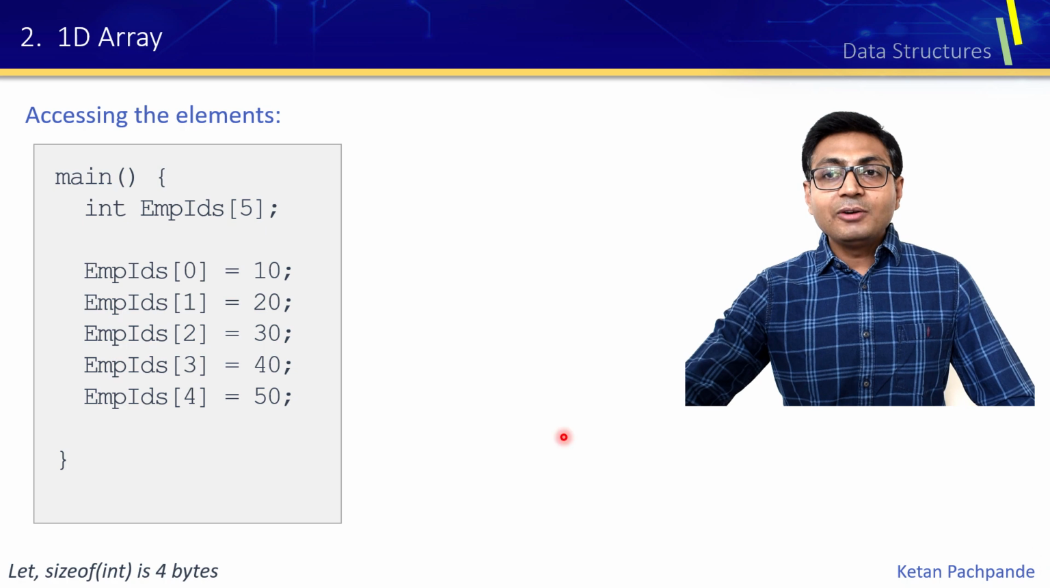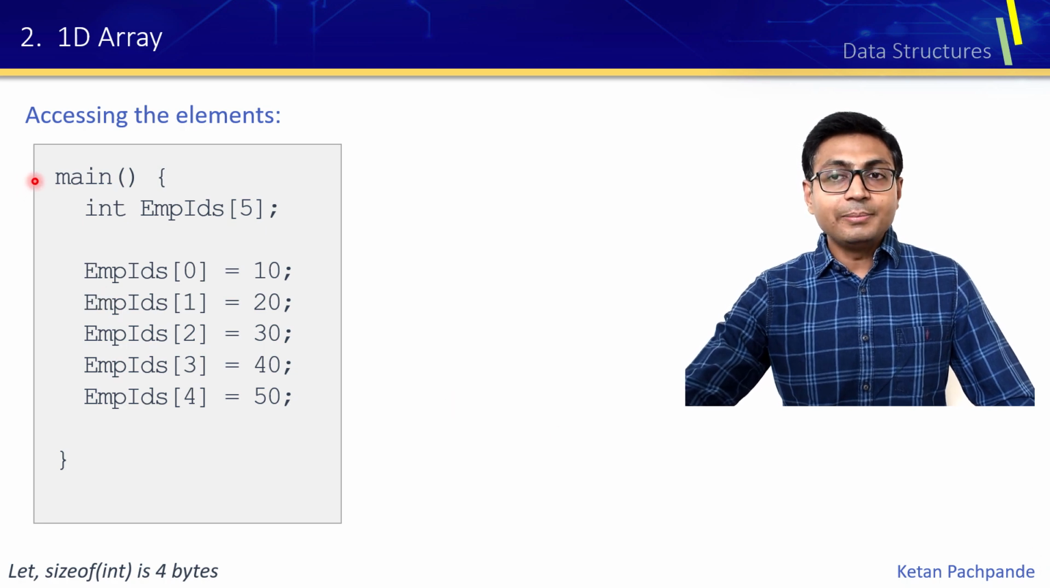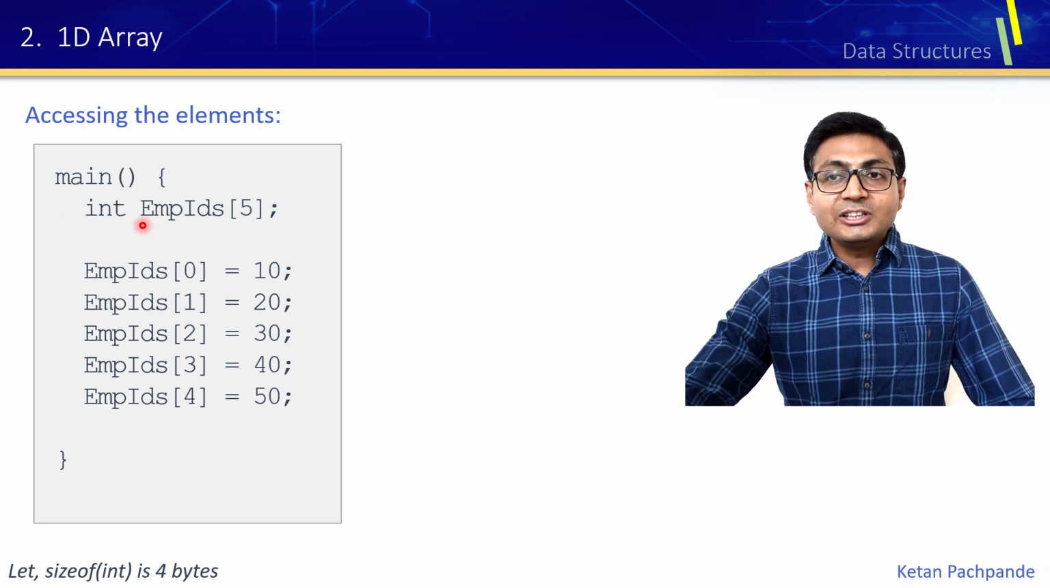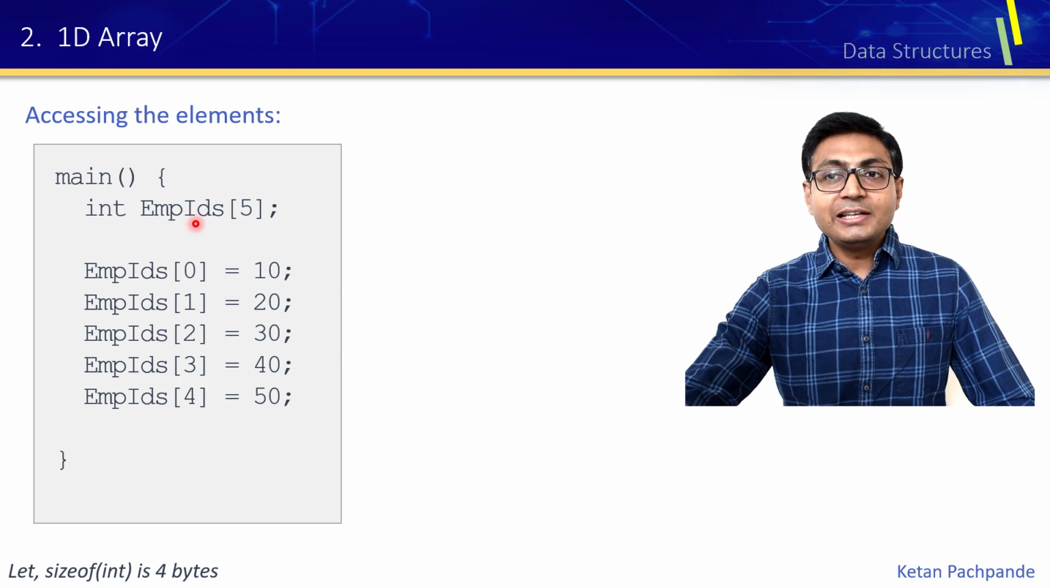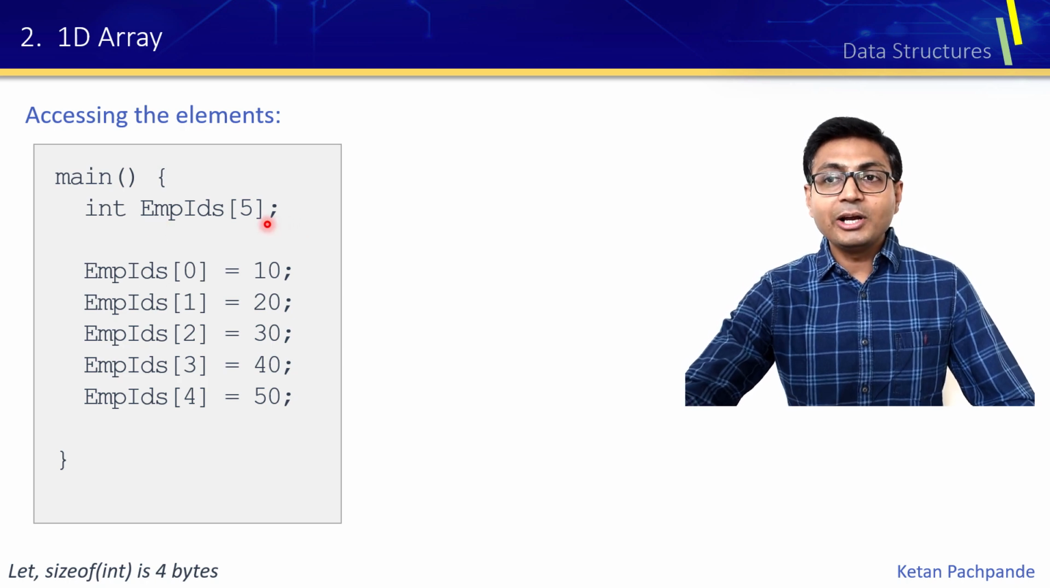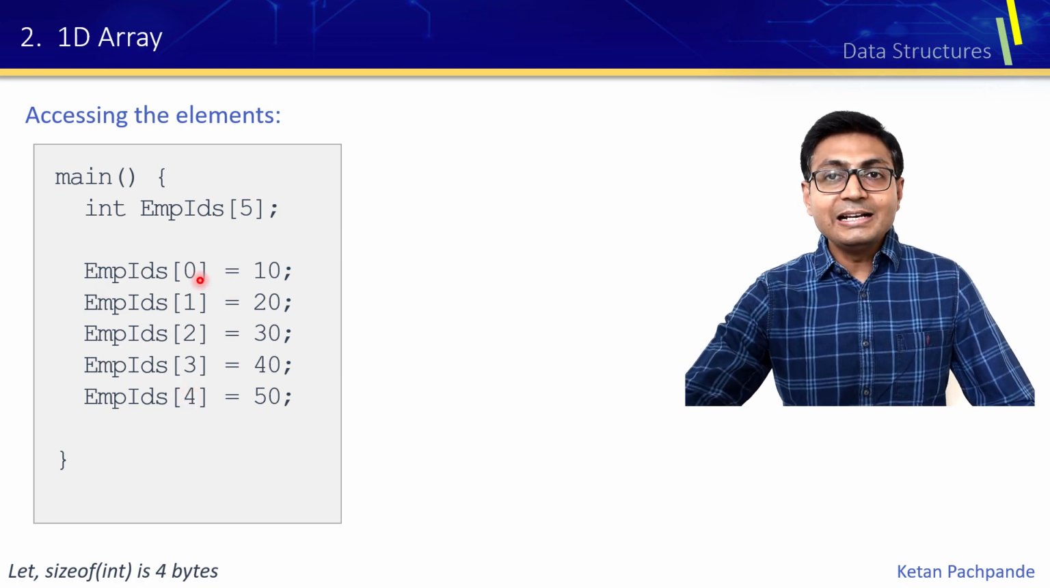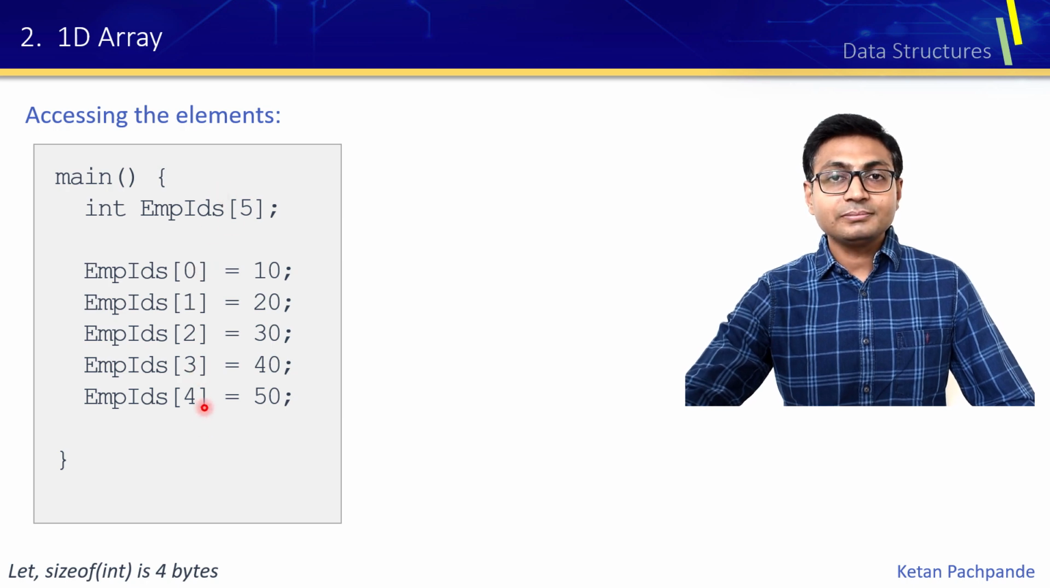Let me show with the help of a C example here how to access these elements. So the first method is when you define an integer array, let's say employee ID of 5, the first element can be accessed with employee ID 0, employee ID 1, 2, 3 and 4. So that's how you access the 5 elements with the help of the index varying from 0 to 4. You can also write a for loop for this.